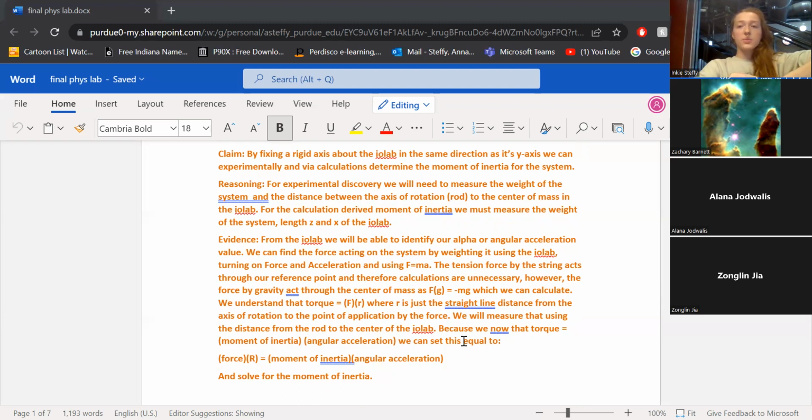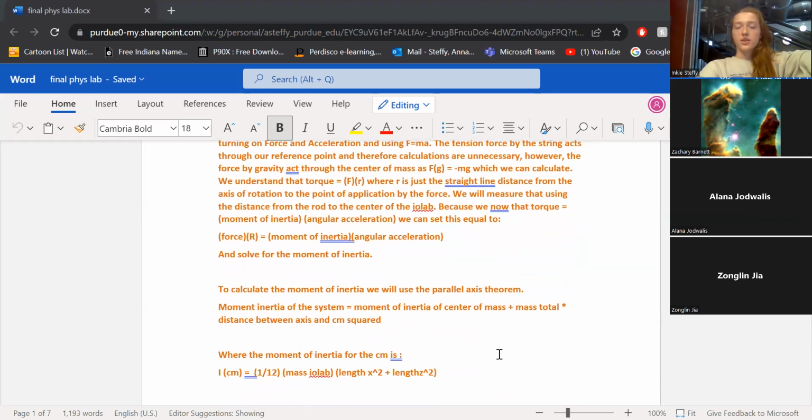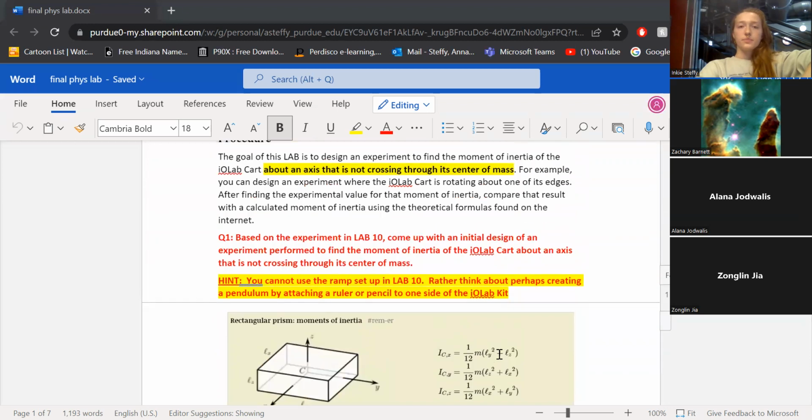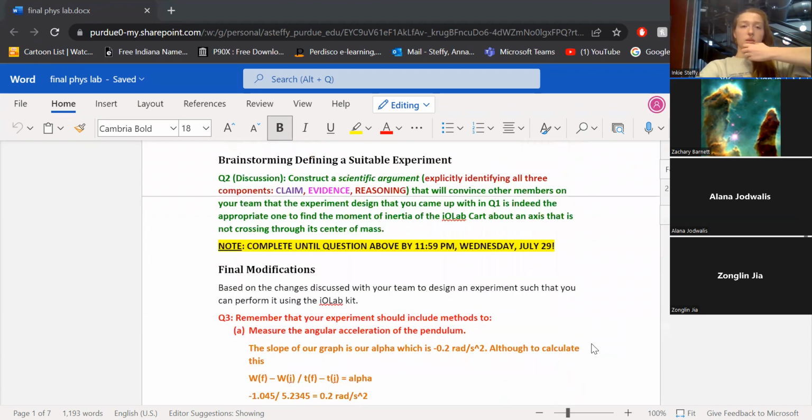And because we now know that torque is the moment of inertia multiplied by the angular acceleration, we can set these two equations equal to each other and then solve for inertia. And that was my part for the experiment.